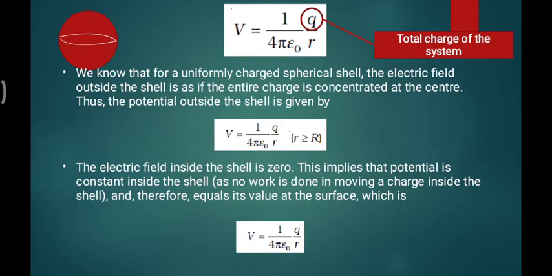Okay, so the expression of the potential inside the shell will be the same as what we have on the surface, which is V equals 1 upon 4 pi epsilon 0 q by capital R. Your small r you can replace by the capital R, because on the surface it will be the capital R, which is the radius. Okay, this is what we have with the system of charge.